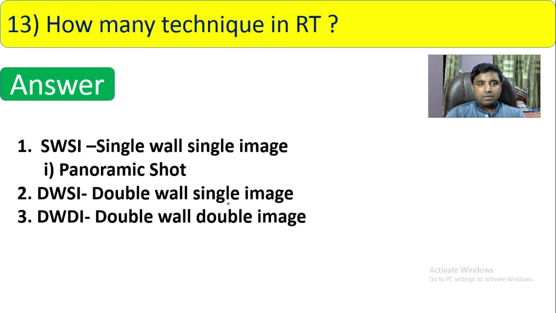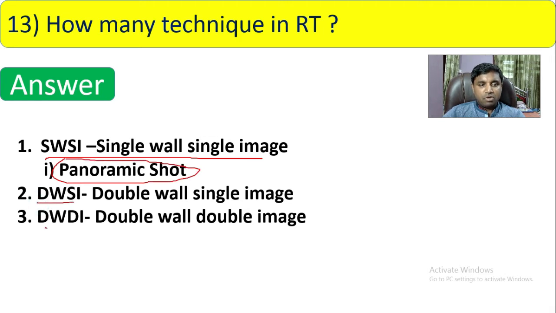In answer, if you go in SWSI, single wall, single image. So question number 13. How many techniques are there in RT? So answer is very simple. One is single wall, single image, that is called the panoramic shot. So that is called single wall, single image.